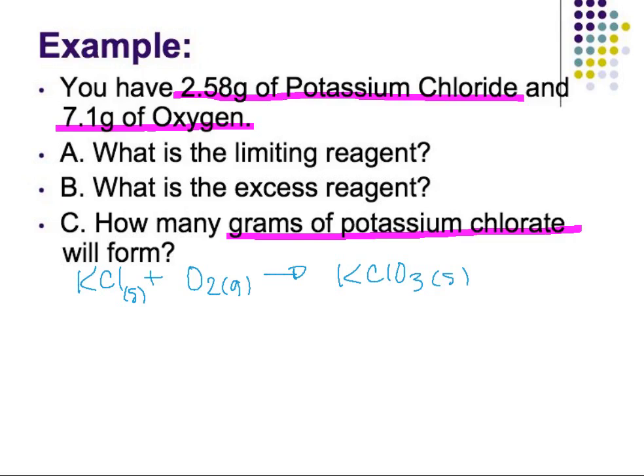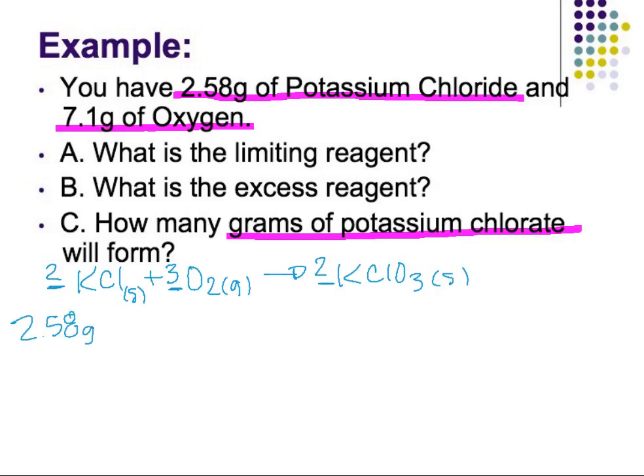Is this reaction balanced? No, it's not. We've got 2 oxygens over here and 3 oxygens over here. We'll need to make 6 on both sides. And then we've got 2 potassiums over here. We'll need 2 potassiums over there. All right, so now we've got a balanced chemical equation. We're ready to do 2 stoichiometry problems.